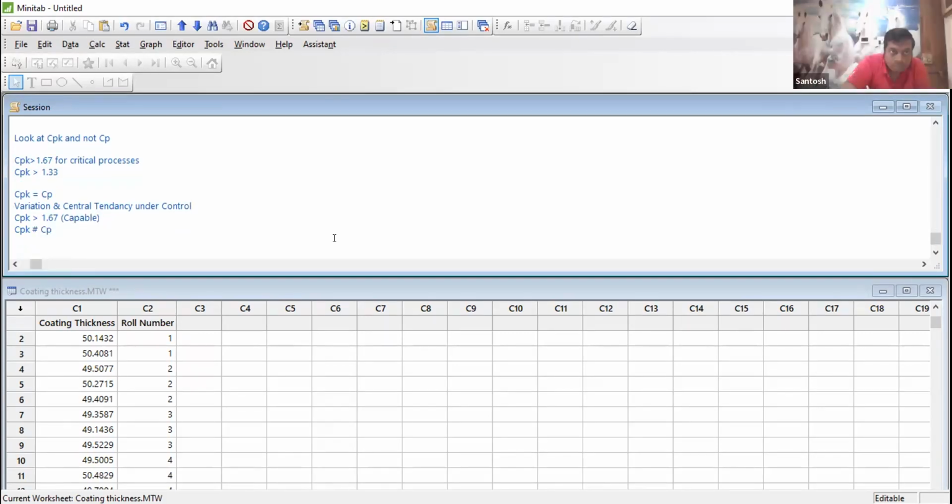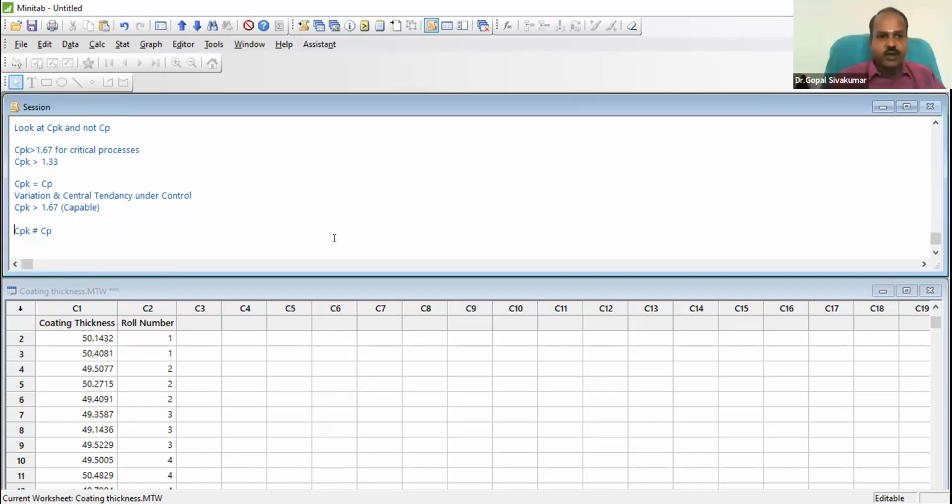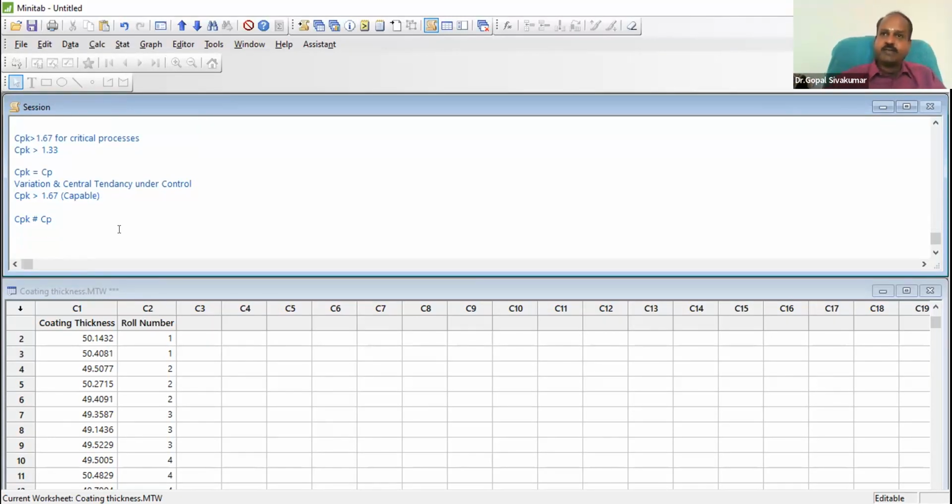But coming to the other scenario, where CPK is not equal to CP, which means you definitely have a problem with the central tendency. Please understand. Only whenever the process is shifted, only whenever the central tendency is not good, your CPK will differ from CP. Hope you might have experienced it. So now all this logic you will be able to better appreciate.